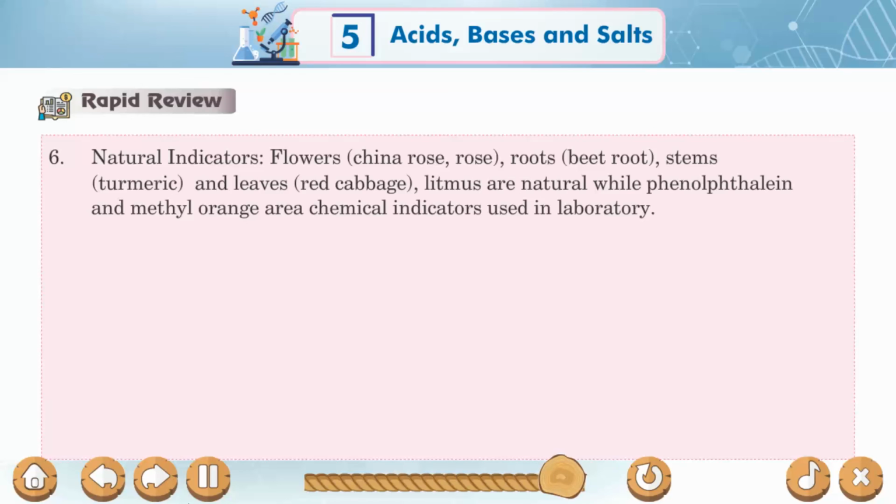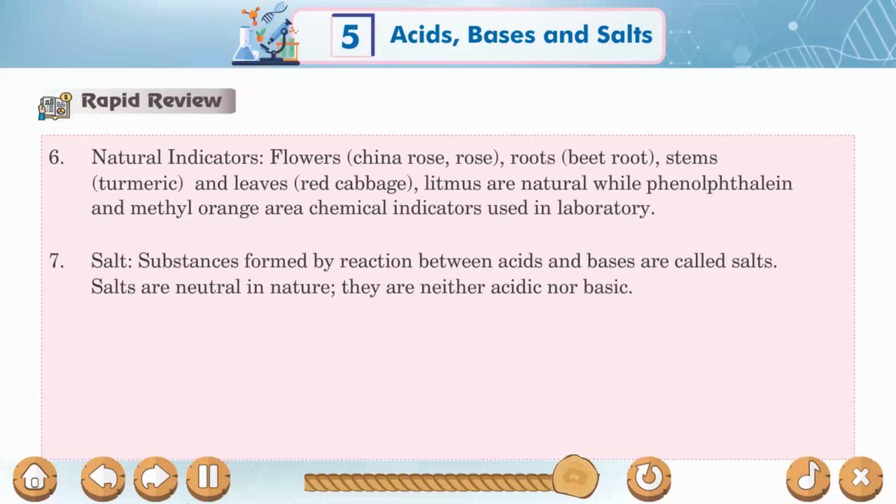Flowers, China rose; roots, beetroot; stems, turmeric; and leaves, red cabbage. Litmus are natural, while phenolphthalein and methyl orange are chemical indicators used in laboratory. 7. Salt. Substances formed by reaction between acids and bases are called salts. Salts are neutral in nature. They are neither acidic nor basic.